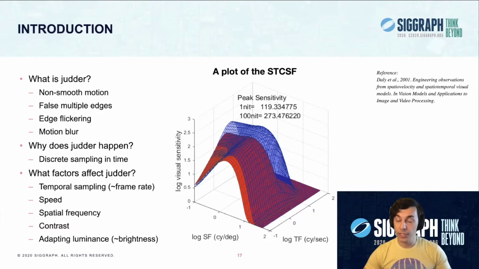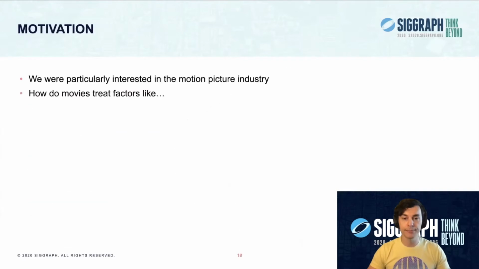Finally, what you see here on this plot is two versions of the spatio-temporal CSF overlaid with each other for different adaptation luminance values of 1 and 100. And you can see the sensitivity actually more than doubles for the brighter case, which is shown here in blue. What that means is that when stimulus is being presented on different displays with different brightness characteristics, we might be more sensitive to the artifact in some of those cases. So that's something we'd have to keep in mind.